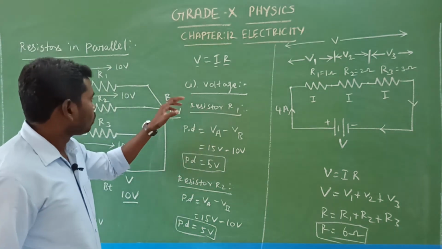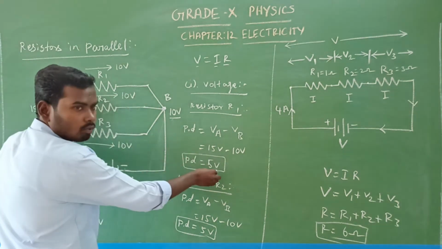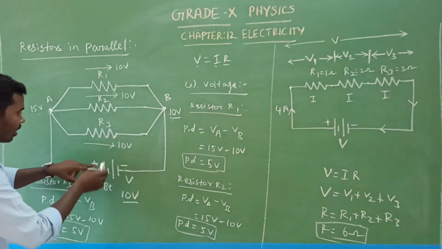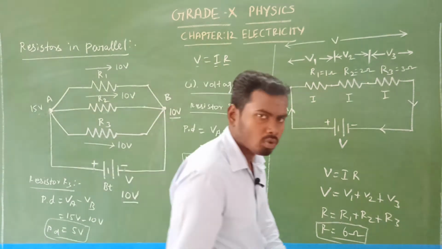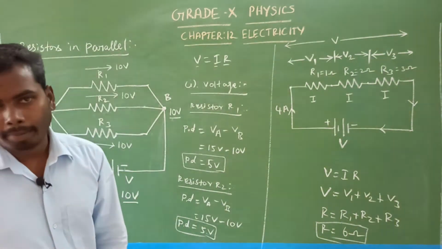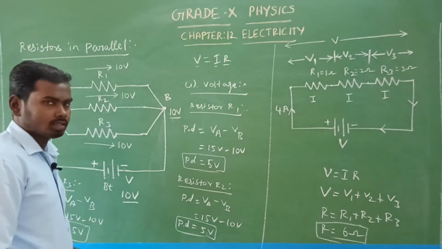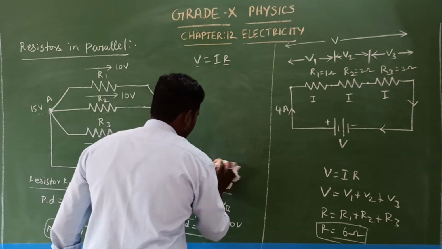So look here. Across the resistor R1, the potential difference is 5 volt. Across resistor R2, the potential difference is 5 volt. Across resistor R3, the potential difference is 5 volt. That's all. This is the proof, my dear students. Very, very easy one. I'll rub this, so you don't get confused.